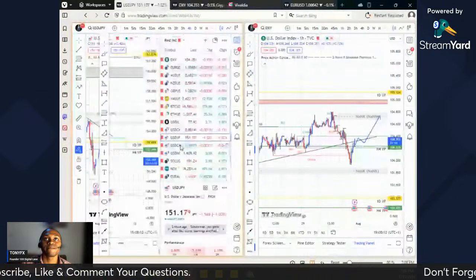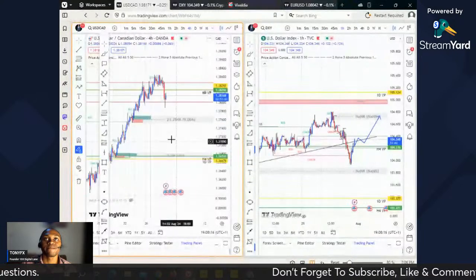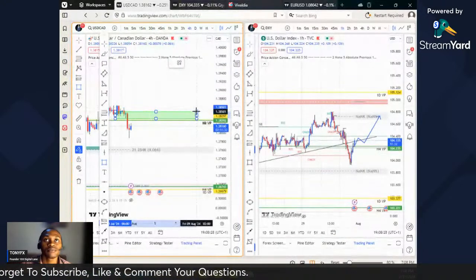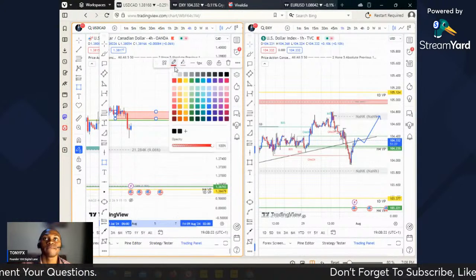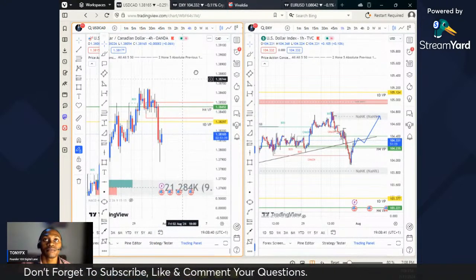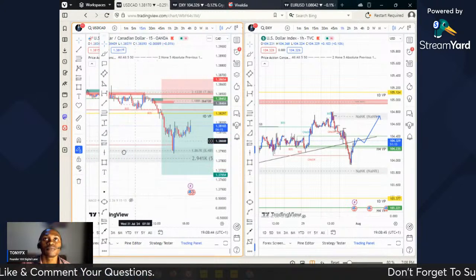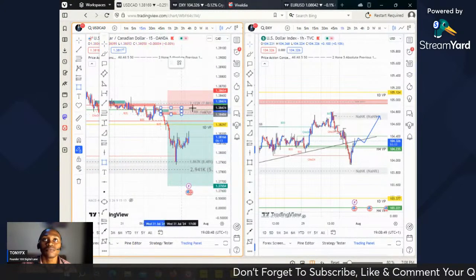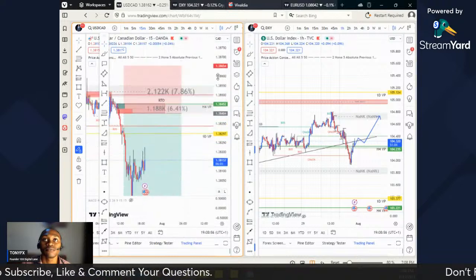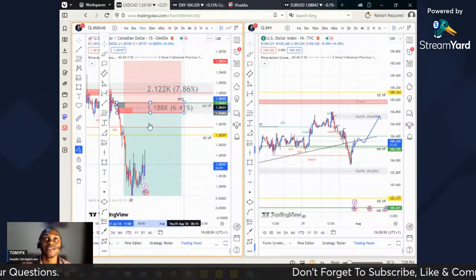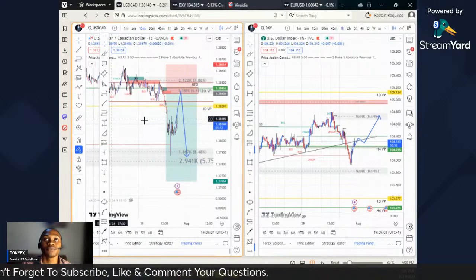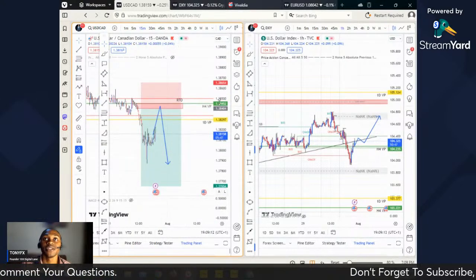Then for USD card, for USD card, I see the market coming into this resistance, grabbing liquidity and dropping further down. Just like I see for USD card.